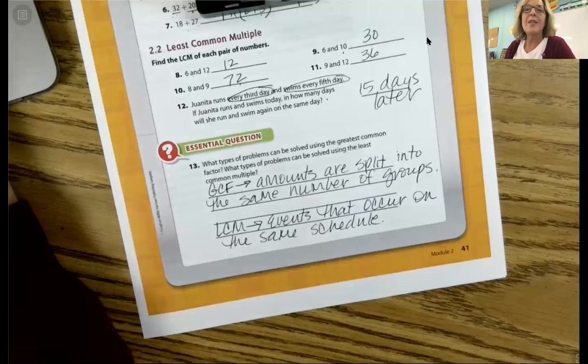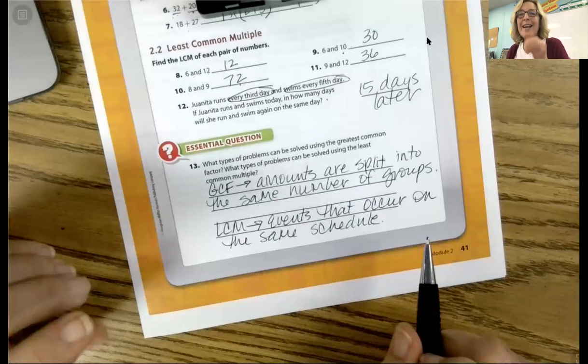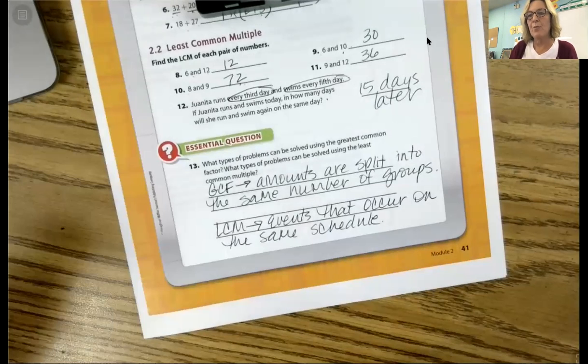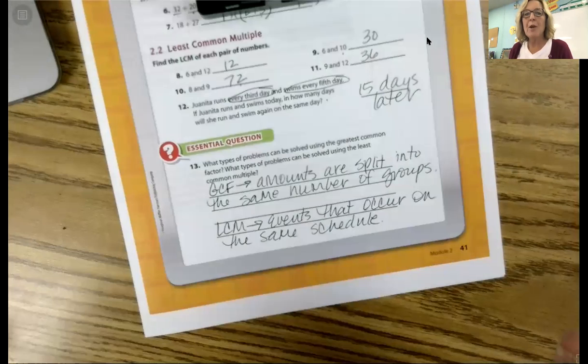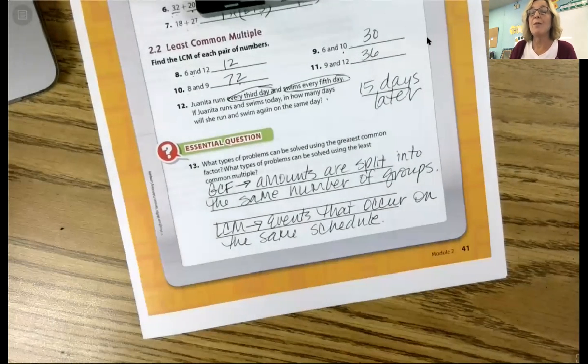So problem 13 is one that kind of gives students some difficulty sometimes, understanding when you use greatest common factor and when you use least common multiple. So the question is, what types of problems can be solved with greatest common factor and what types of problems can be solved with least common multiple?